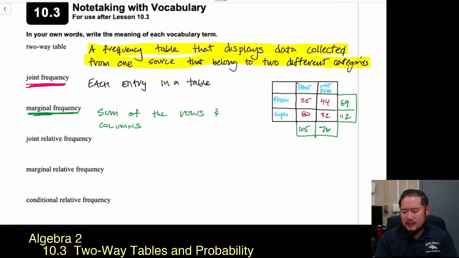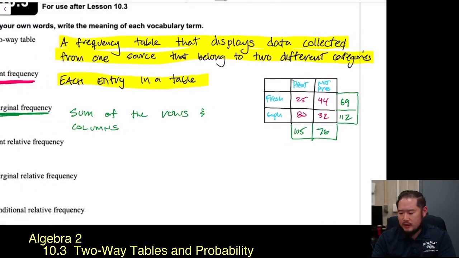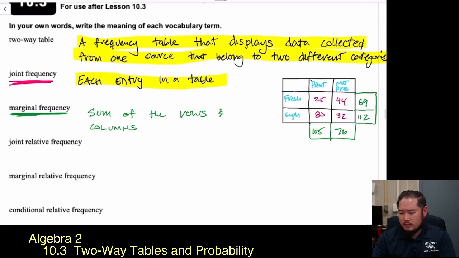Each entry in a table would be the joint frequency, and I have it underlined in red. If you take a look at the data right here, the 25, 44, 80, and 32, that would be data that we would be able to put into our table. That would be considered the joint frequency, each entry in the table.